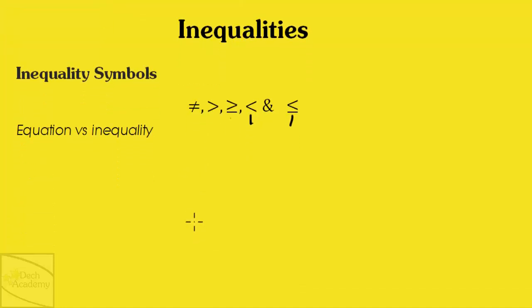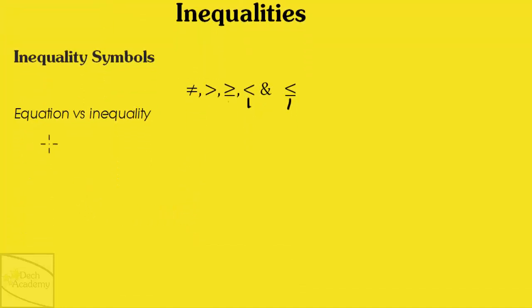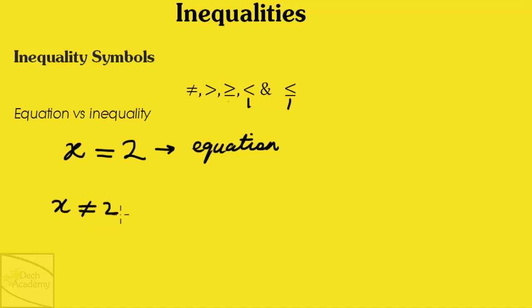Now I'm going to make a distinction between inequalities and equations. An equation is a statement that says that a term is equal to another term. So this statement here says x is equal to 2. This is an equation. An equation always involves the equals to sign. An inequality does not involve the equal to sign. It involves any of these symbols here. So the statement x is not equal to 2 is an inequality. The statement x is greater than 2 is an inequality. And the statement x is greater than or equal to 2 is an inequality.